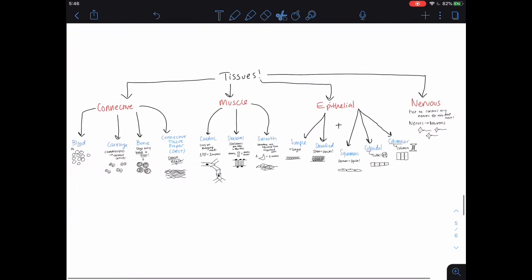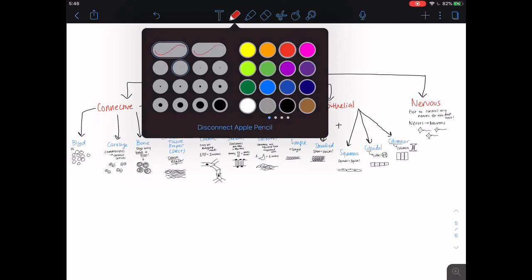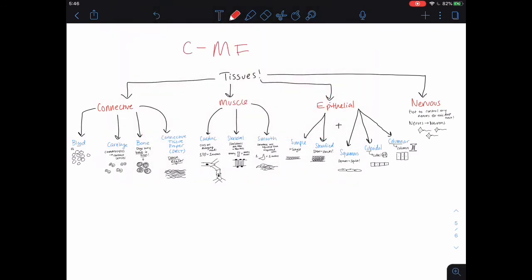Now here is the whole flow chart with drawings and sayings you can recreate yourself to help you study.